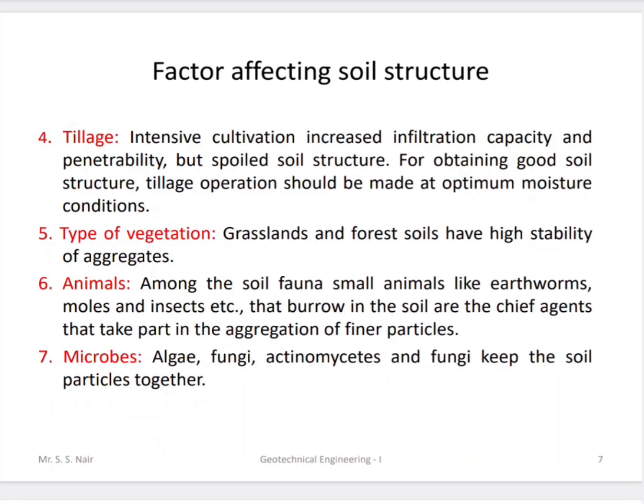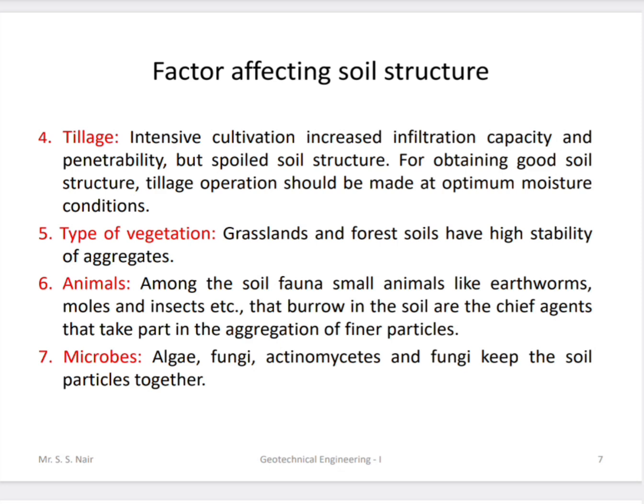Tillage. Intensive cultivation increases the infiltration capacity and penetrability but spoils soil structure. So to often get good soil structure, tillage operations should be made at OMC, optimum moisture content, or you can say optimum moisture condition.